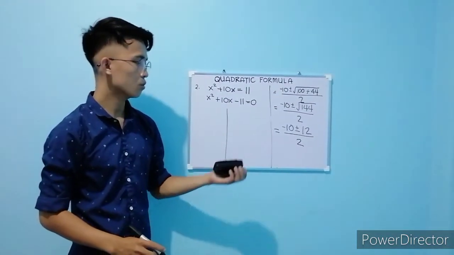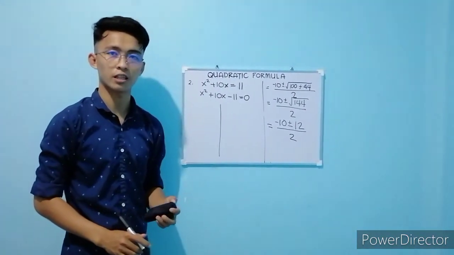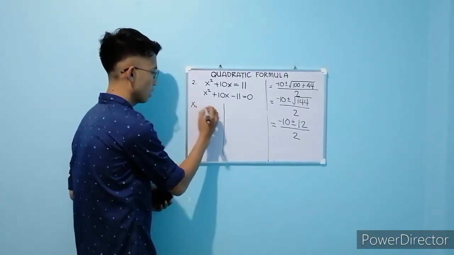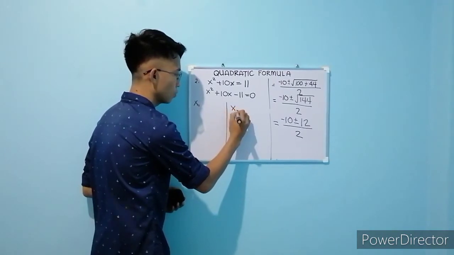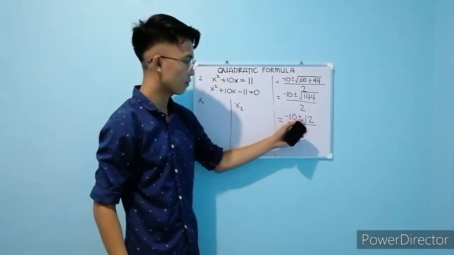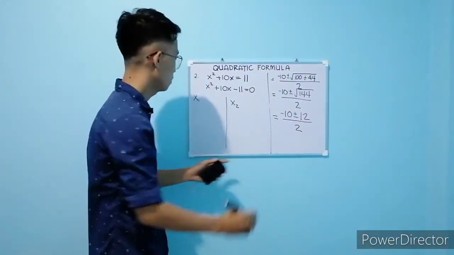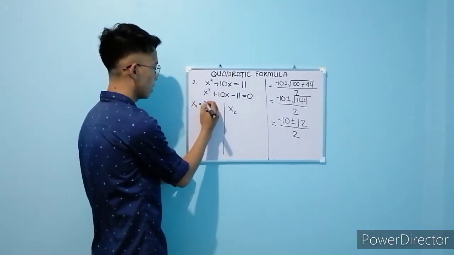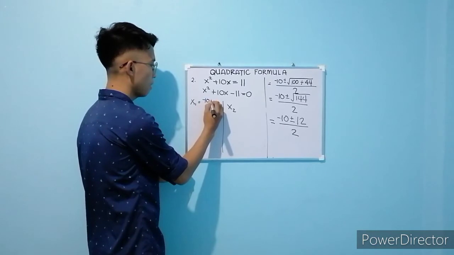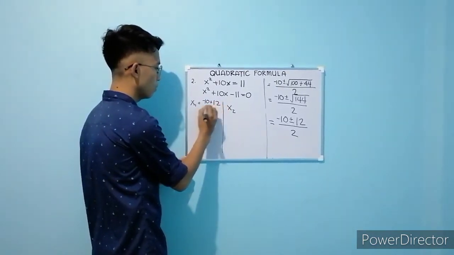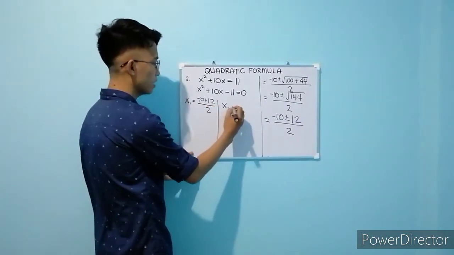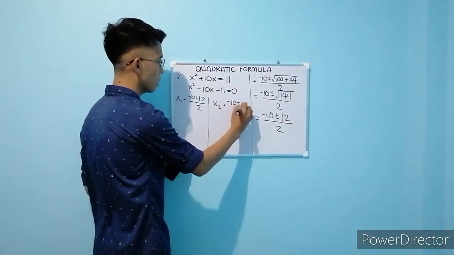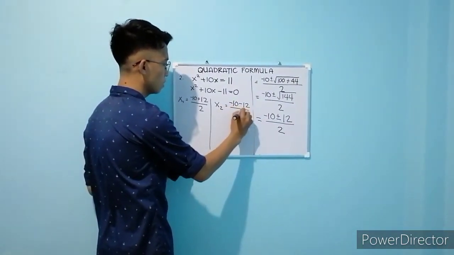So, let's now solve for the two roots of the given quadratic equation. We have x sub 1 and we have x sub 2. We will use positive and negative 12. For the first root, we use positive. So that is negative 10 plus 12 all over 2. For the second root, we have negative 10 minus 12 over 2.